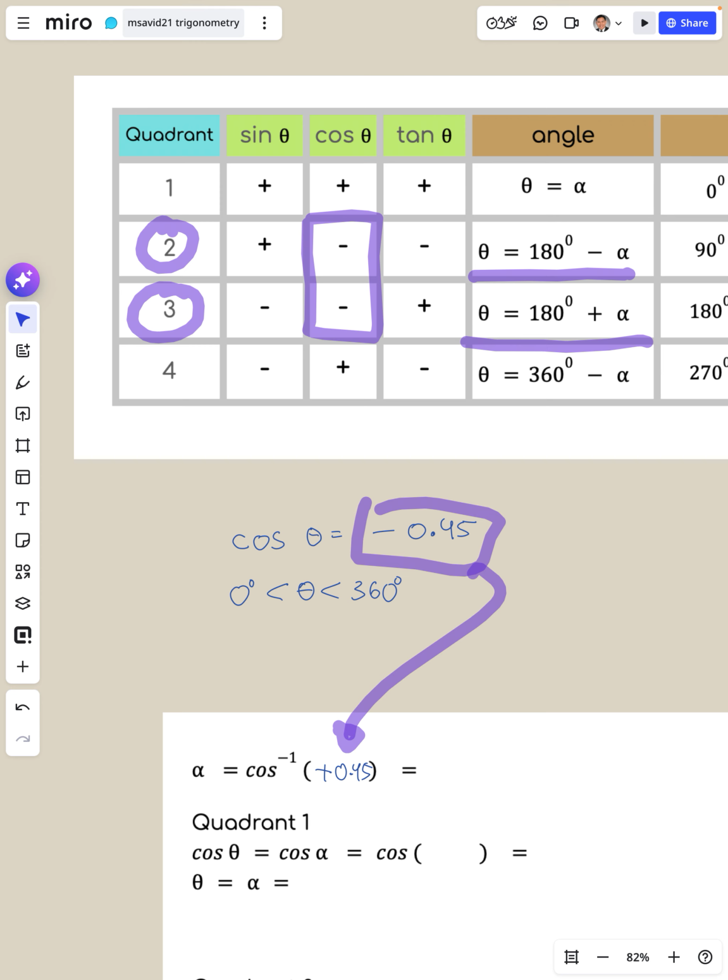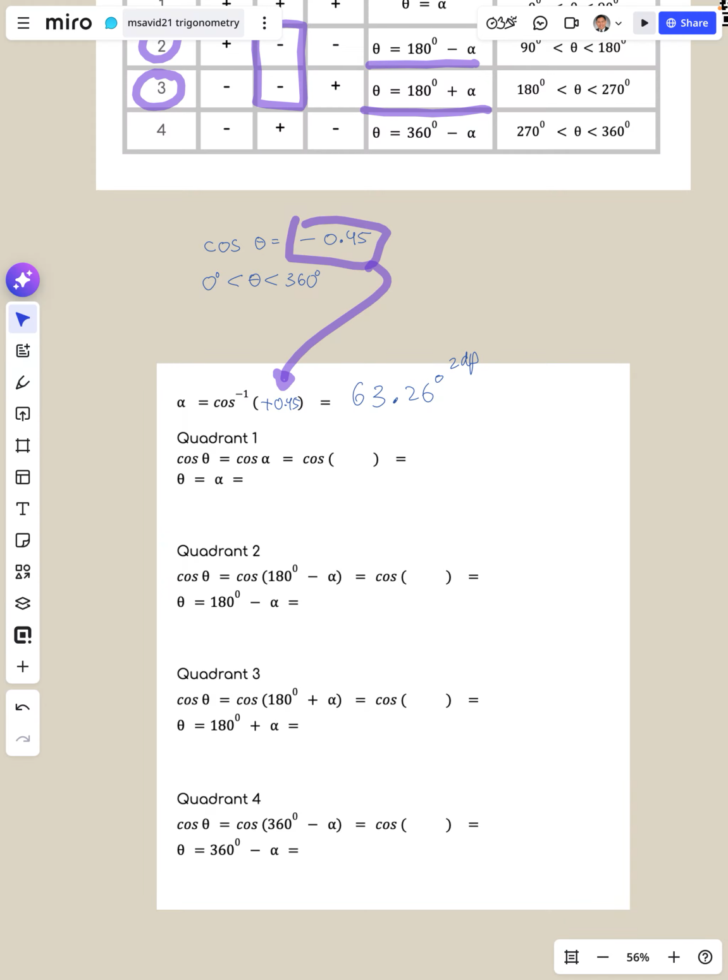Take your calculator and press cosine inverse. By the way, you know how to press cosine inverse: shift then cosine, 0.45, close bracket. Then if you press, you're going to get 63.26 degrees, using two decimal places. So that's alpha. And our answer is in quadrant 2 and 3. I already made the pattern here for our answer in trigonometry.